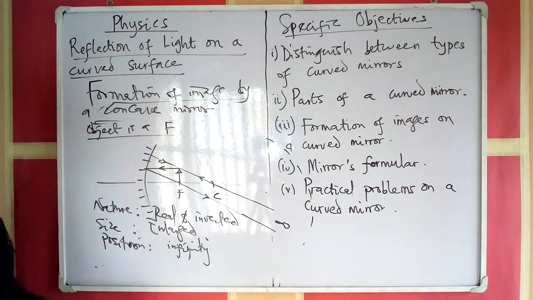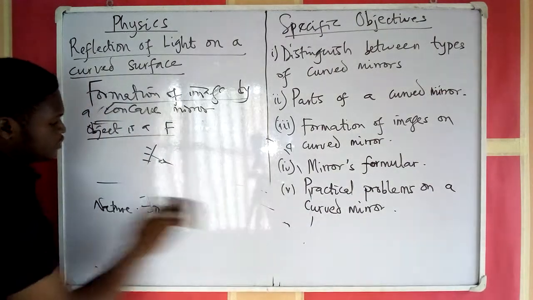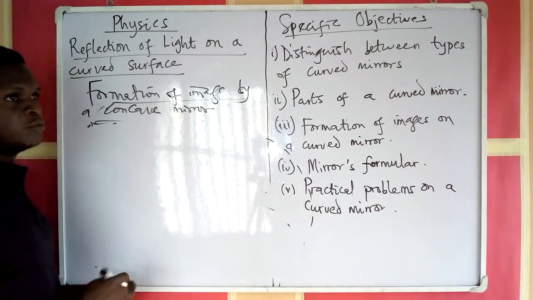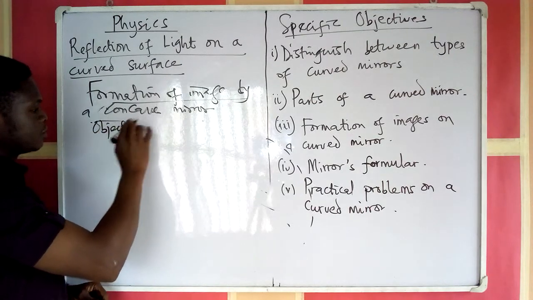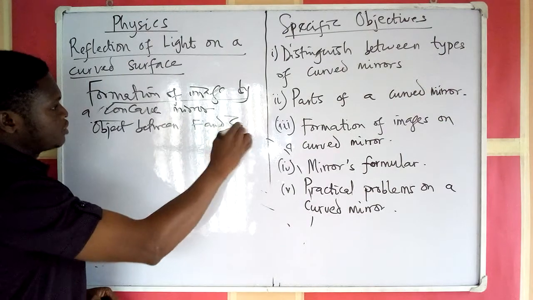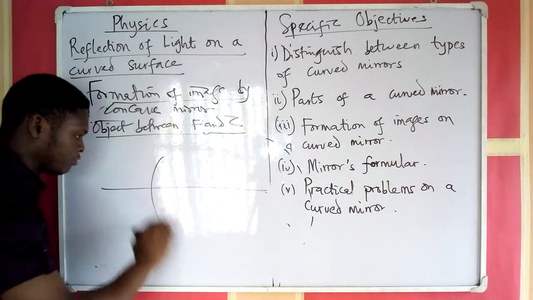Then let's dive into the next one. Alright. So the next one we're going to look at is when the object will now shift between F and C. When the object is between F and C, this is what we're going to have.